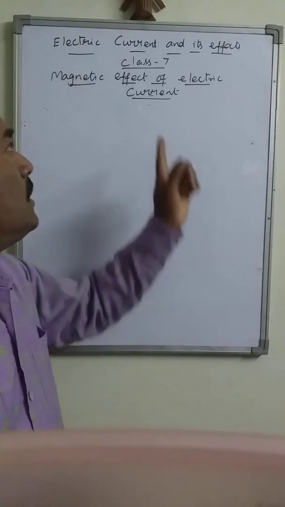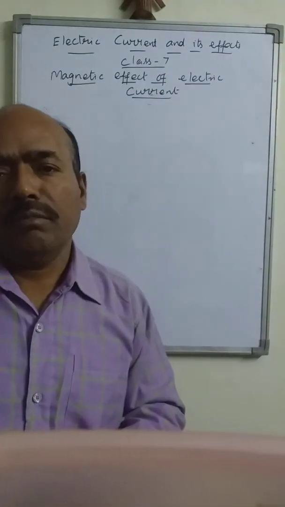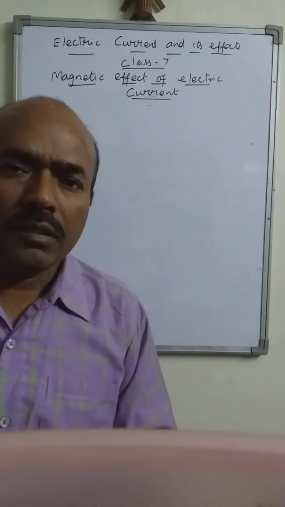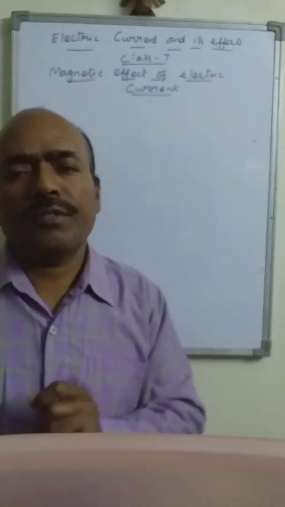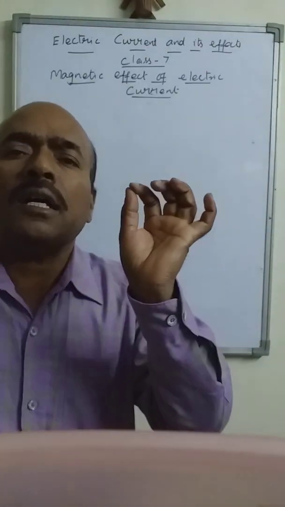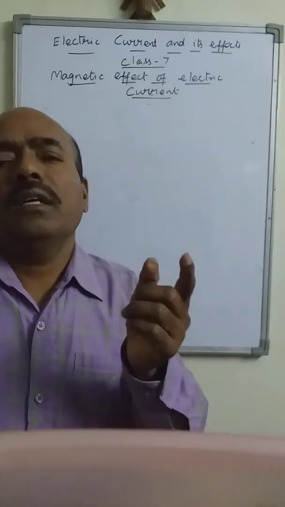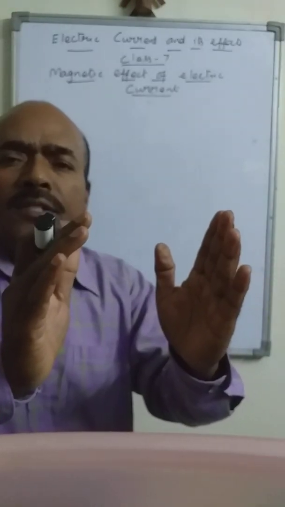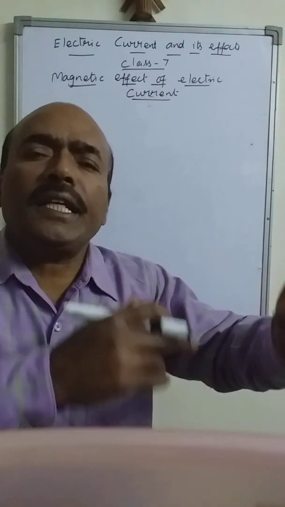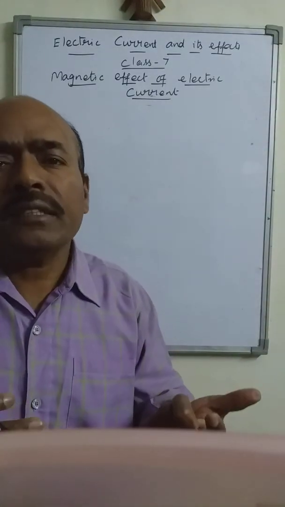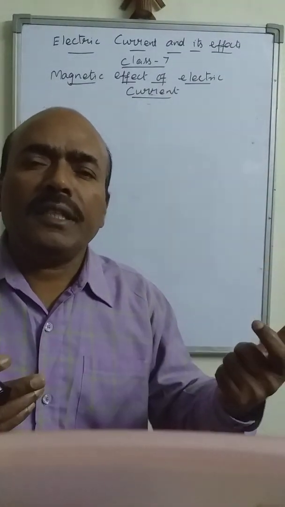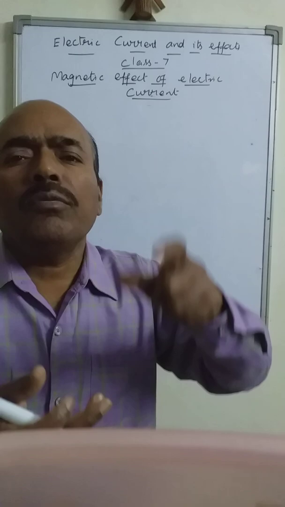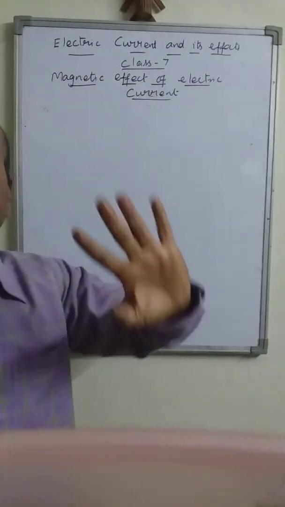Because after the discovery of this effect, many devices, especially the electric motors, are the devices which convert electrical energy into mechanical energy. We pass the electric current through the appliances, then it gives mechanical energy, that means it rotates, like electric fan, mixie, washing machine. These are examples of electric motors, which all work on the principle of the magnetic effect of electric current.